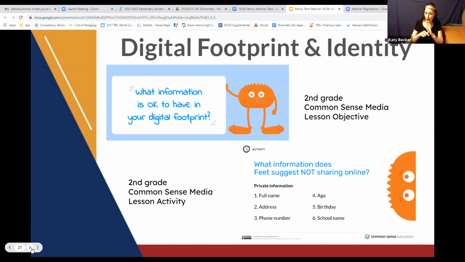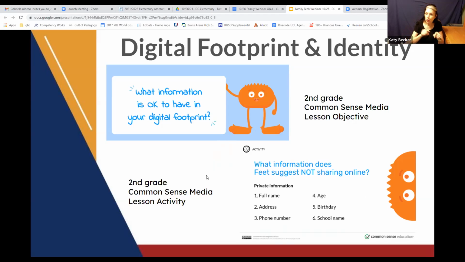So within this second grade lesson, the students begin by looking at their objective question, and that is, what information is okay to have on your digital footprint? So for our second grade students, here are some of the things that we make sure that they understand they're not supposed to be sharing. Obviously, we don't want our students sharing their full name, their address, their birth dates, their telephone numbers, all of those things, the schools that they go to.